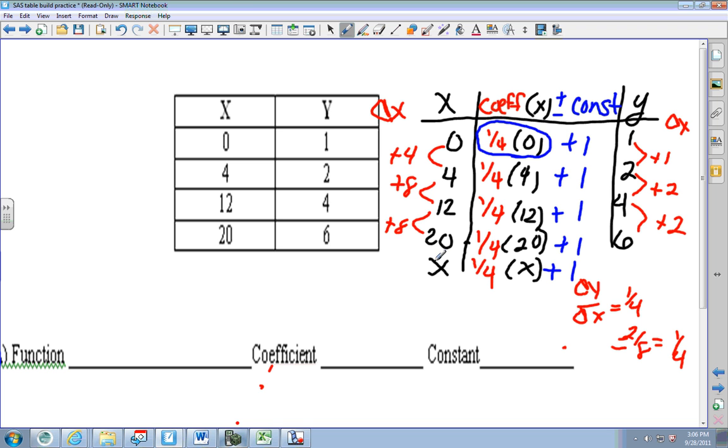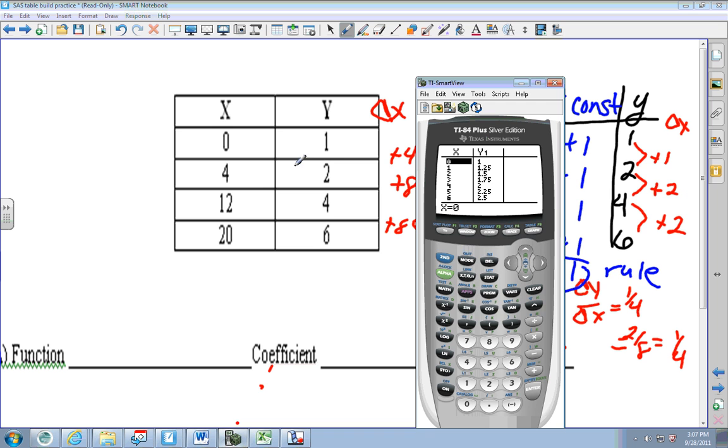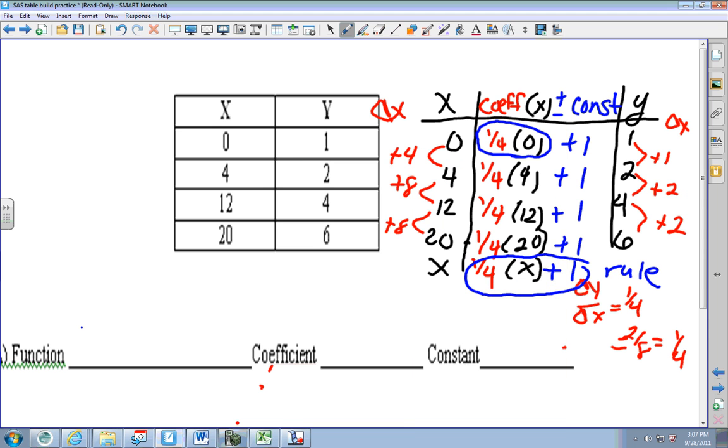Remember, what is this called right here? This is called the rule. Go into your calculator. Press Y equals. I have 1/4, 1 divide 4, X plus 1. Second graph. Double check all your points when you go through and make sure all these points are in the calculator. Now my function, f of x equals 1/4 x plus 1. My coefficient, 1/4. My constant is 1.